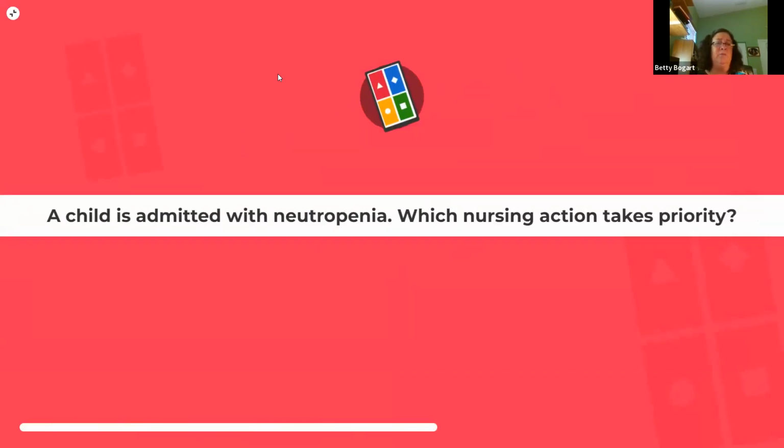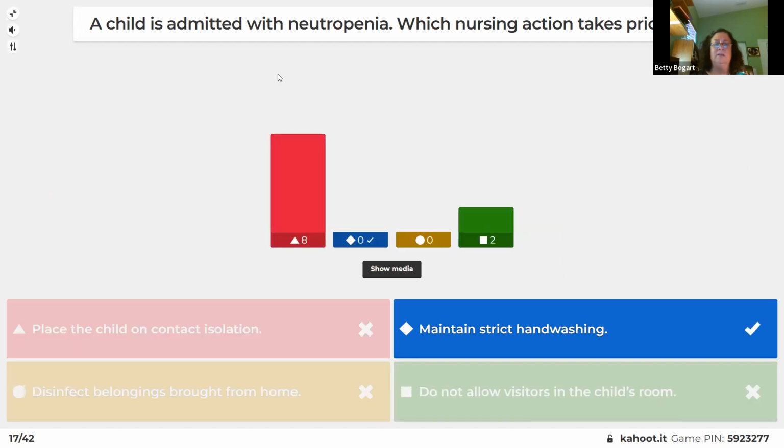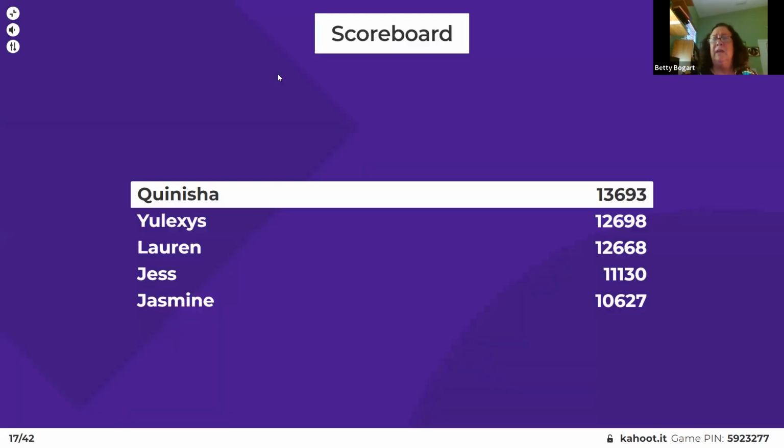A child is admitted with neutropenia. What nursing action takes priority? Well, what is neutropenia? Well, that means not enough neutrophils. Well, what does that mean? And it's not on contact precaution, isolation. Contact, if they've had something that could be communicated to us. No. Neutropenic means they don't have an immune system that can fight. So strict hand washing is absolutely number 1, okay? Doesn't need a precaution, just needs us to be careful with that child. Strict hand washing.